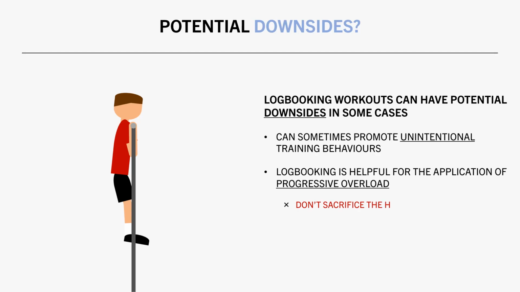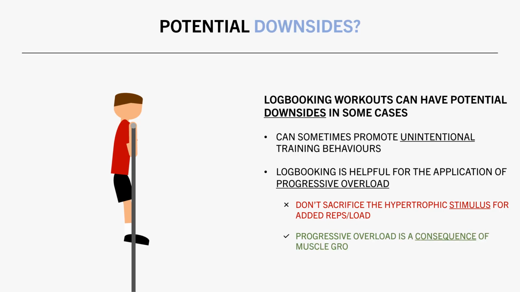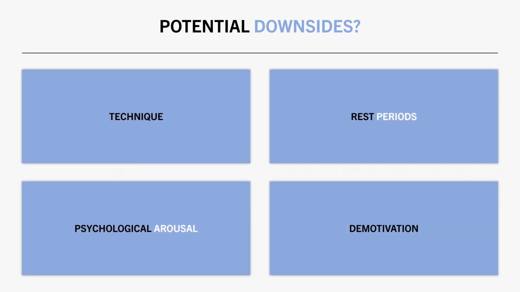Although adding reps or load shouldn't come at the expense of other important variables. We don't want to sacrifice the hypertrophic stimulus just for the purpose of recording more reps or load in our logbook. Progressive overload should more so be seen as a consequence of building muscle over time, rather than something we actively need to do each workout. There are a few variables that we might unintentionally change as a result of logbooking our workouts. The first is lifting technique.